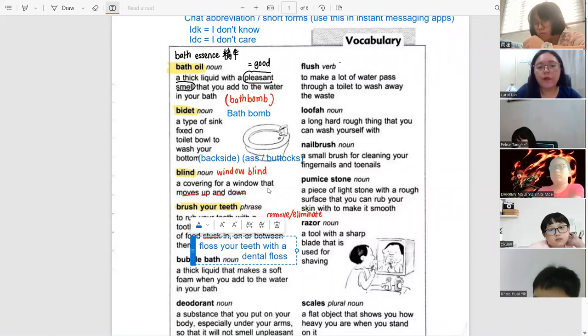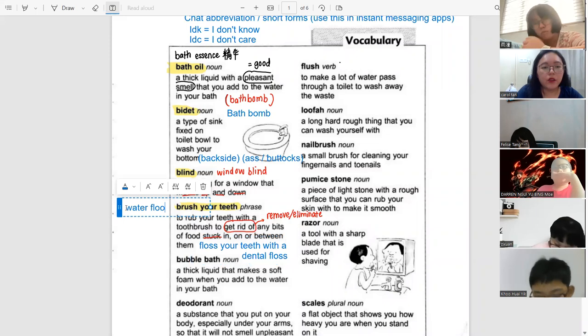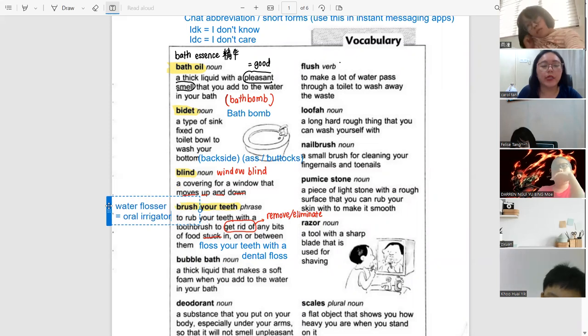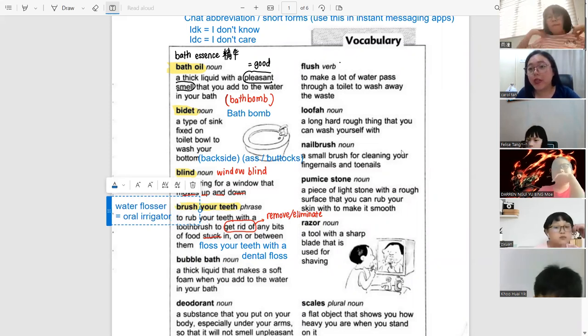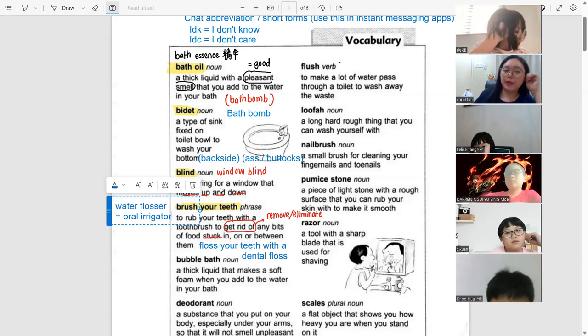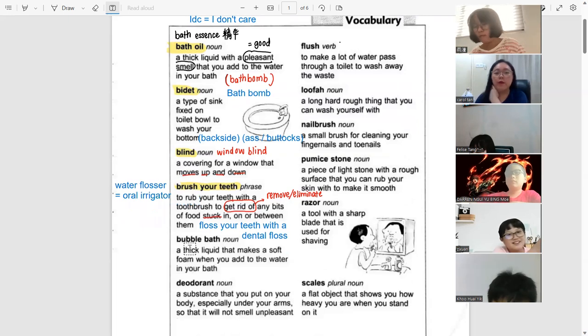Now we don't really floss our teeth. You can say use the water flosser. If you want to buy it, you can. Or you call this an oral irrigator. Water flosser or oral irrigator. It's much safer because it won't hurt your gum. Understand? It's so much better than the string floss. Okay? You can learn a new word. It's called water flosser.